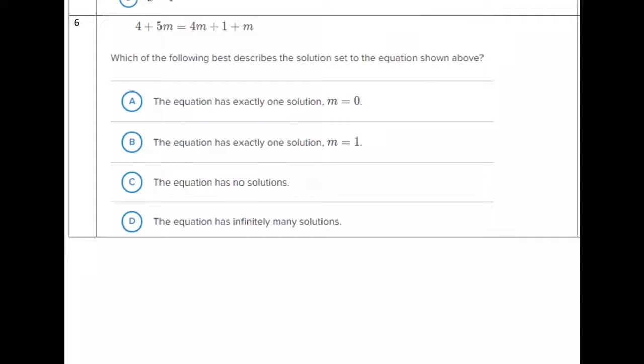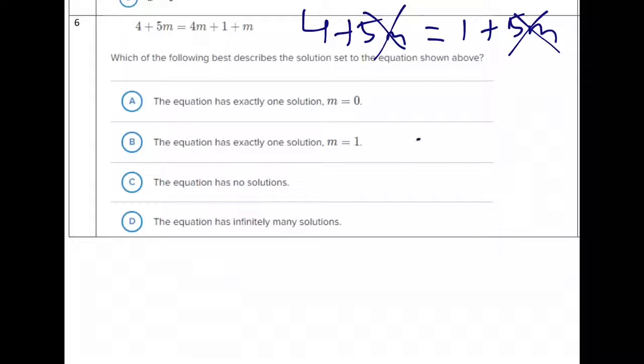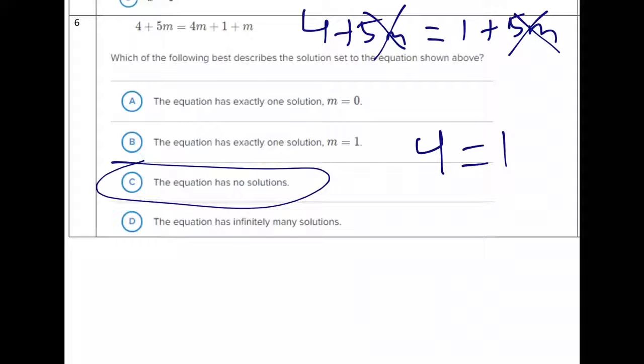Number 6, 4 plus 5m is equal to 4m plus 1 plus m. If I combine like terms on the right part of this equation, I get 4 plus 5m is equal to 1 plus 5m. I can subtract 5m from both sides, and I'm left with 4 is equal to 1. That's not a true statement. Therefore, the equation has no solutions.